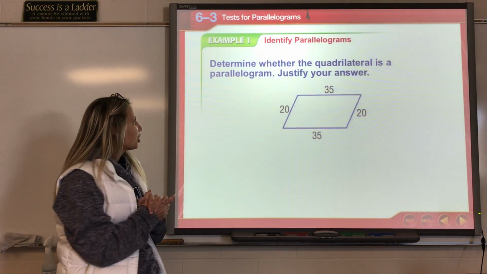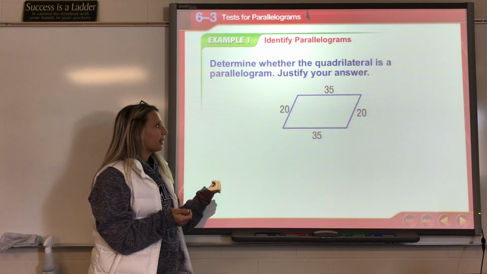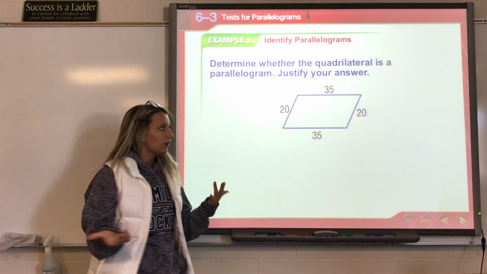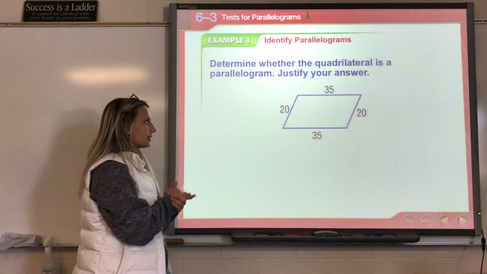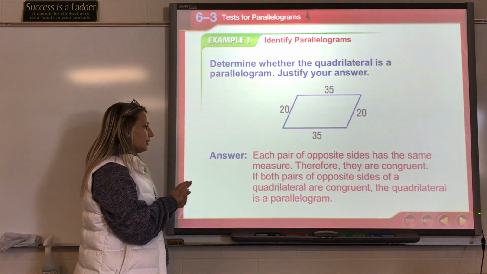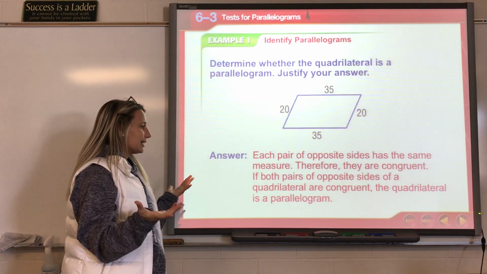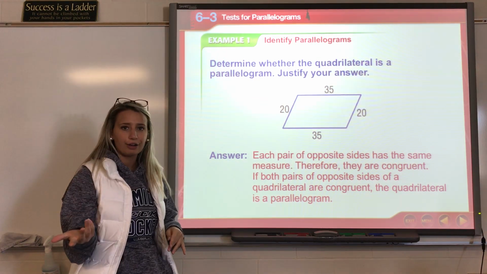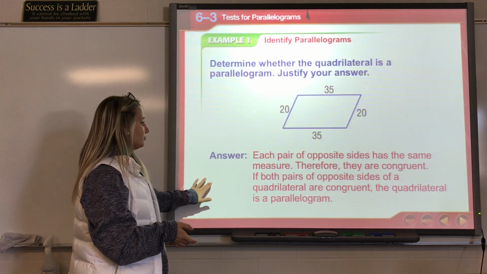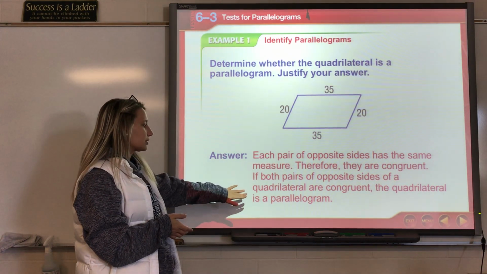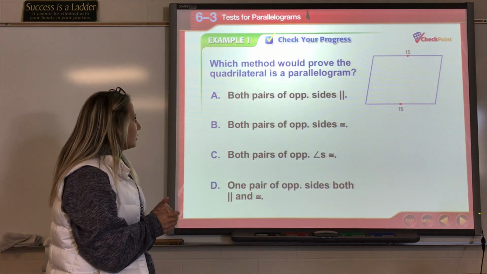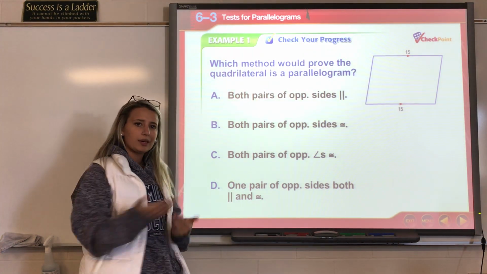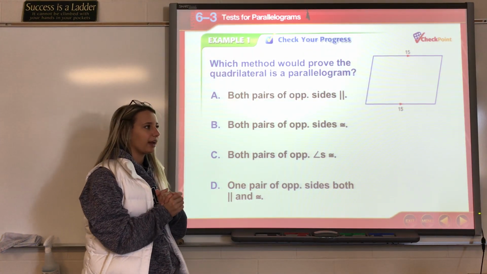So we have to determine whether this quadrilateral is a parallelogram, yes or no. Since the opposite sides are congruent, yes, it absolutely is. It says each pair of opposite sides has the same measure, therefore they are congruent. Great. And it just talks about that property that we discussed earlier. So why don't you guys pause your video really quick, take a look at that, see what you think.